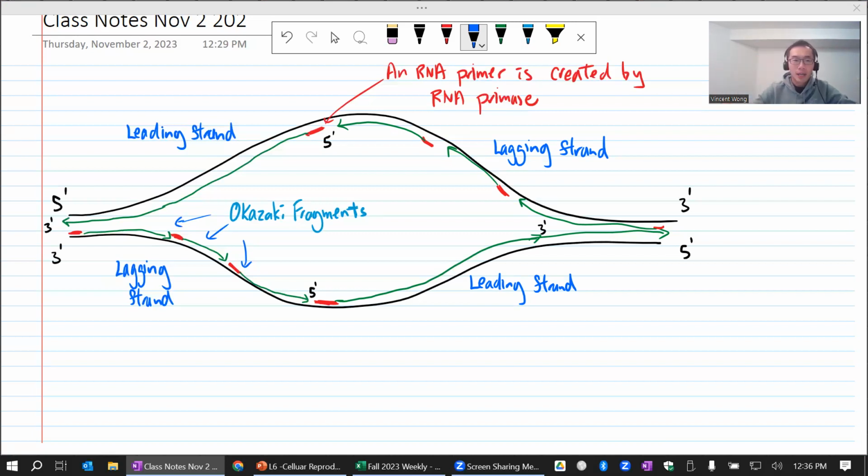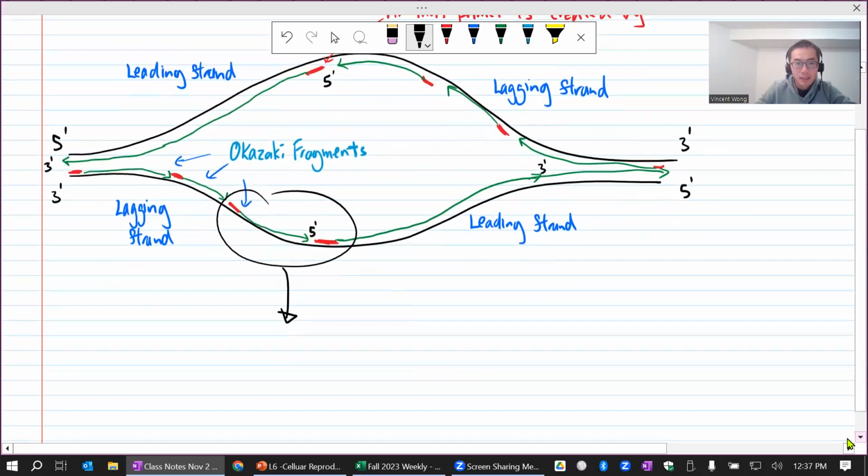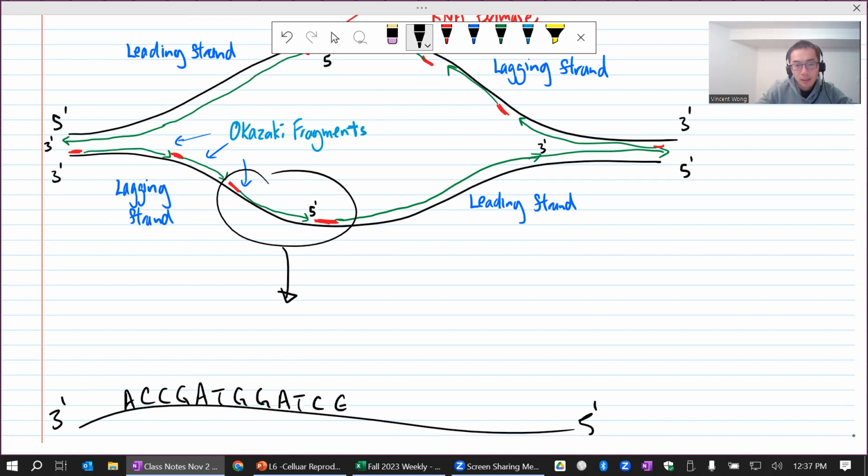Excellent. Okay, so I'm going to finish up the note here. Let's zoom in on this part. I'm just going to put a few nucleotides here so that we can visualize what's going on. Again, these are just random nucleotides. It doesn't really matter what you put, but to make it easier, just copy what I have here.